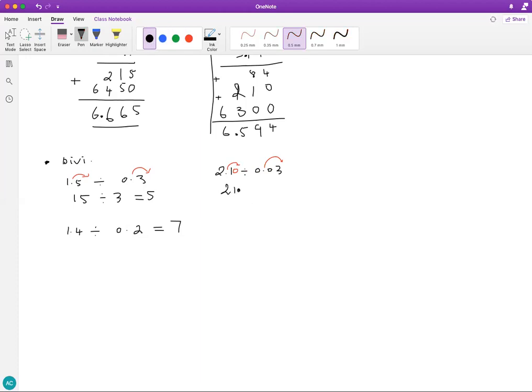Let's see what we get. 210 divided by, if you move this twice, it turns into 3. Okay, now it's probably a bit easier. What's 210 by 3? Or you can just divide 21 by 3 and add 0 to it. So it'll be 70? Exactly, 70. So these are some tricks you can use to do this faster without a calculator.